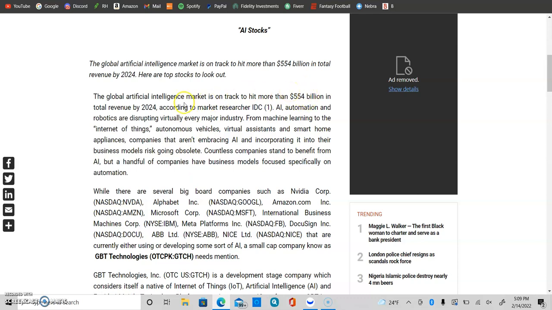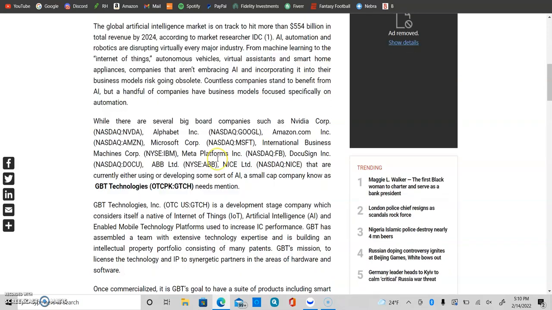$554 billion industry in revenue by 2024 is absolutely insane. Just imagine the revenue going forward for these companies on the next 5, the next 10 years, not just 2 years from now, by 2024. I think the whole industry is going to see some huge accelerated rapid growth. Next, I want to go down here.